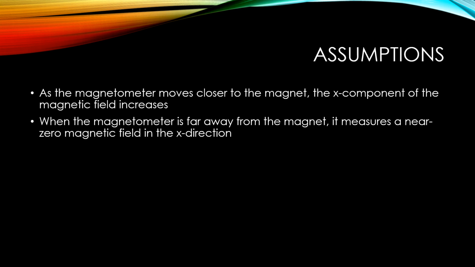So first, the assumptions. As the magnetometer moves closer to the magnet, the magnitude of the magnetic field increases, and when the magnetometer is far away from the magnet, it measures a near zero magnetic field in the x direction.